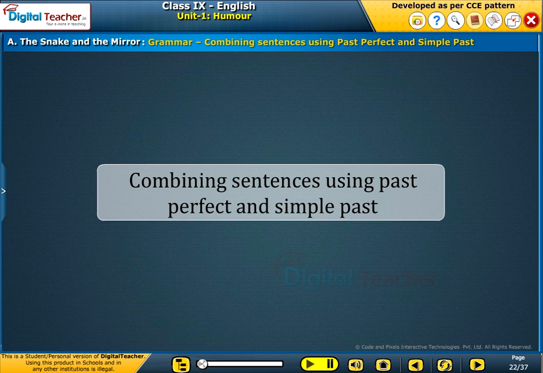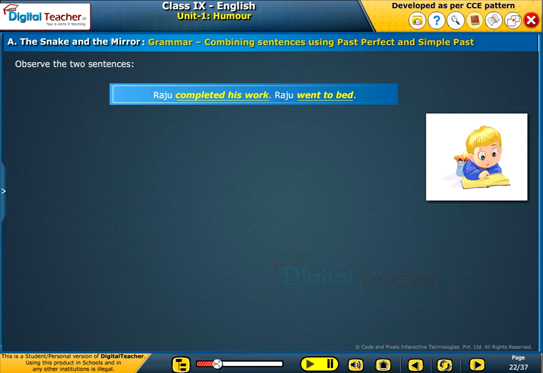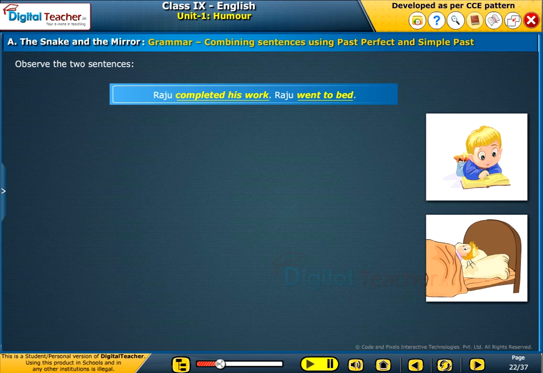In this section, we will learn how to combine two sentences using past perfect and simple past. Observe the two sentences. Raju completed his work. Raju went to bed. Here, the sentences are talking about two different actions that are completed. To join these two sentences into one sentence, first observe the sequence. That is, which action is done first and which is done later. Then join them using proper linkers such as after, before, etc.